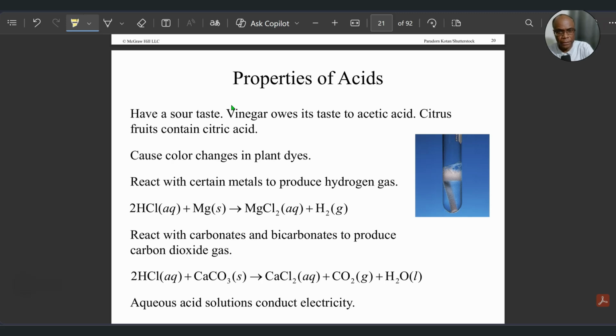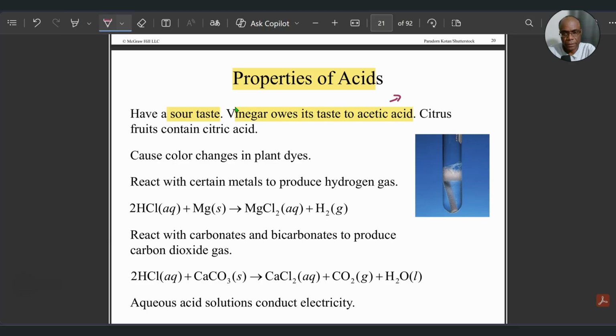Now, the learning objective here is about properties of acids. What is an acid? There are several definitions of acids. It could be H plus donors, meaning proton donors, or they could be defined as those that have a sour taste, like vinegar has a sour taste due to the presence of acetic acid, which is CH3COOH.